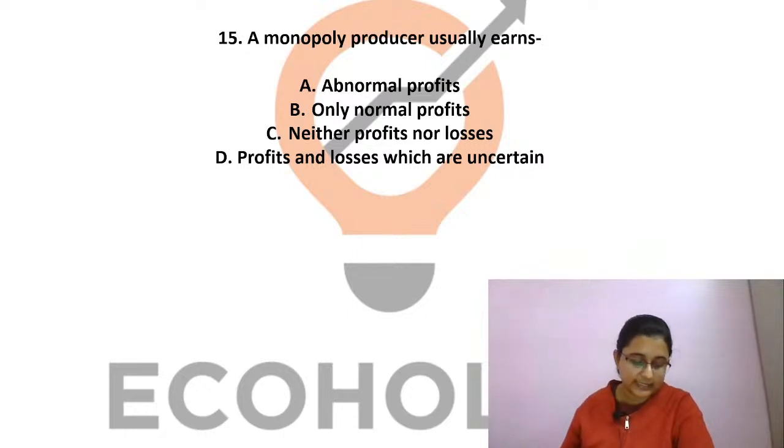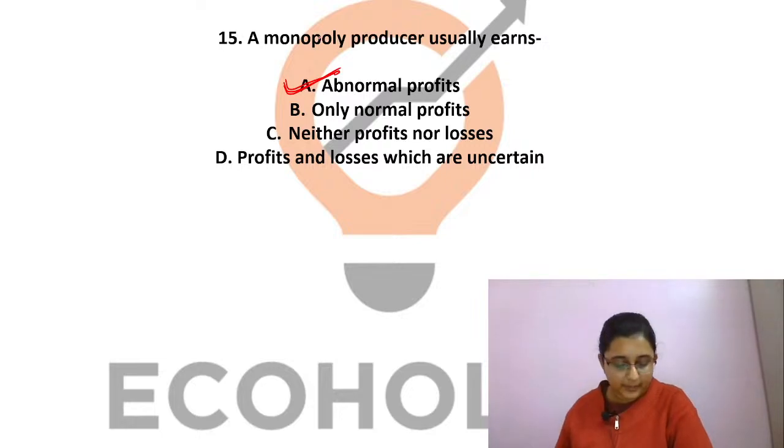Very good, Mona Lisa, Geetanjali, very good. It's abnormal profit. With the term monopoly, the only thing that we remember is abnormal profit. Very good, Rahmat. Dania Nujrat, very nice. Muzmil Rafiq, okay. Arifa, correct. So a monopoly producer usually earns abnormal profit. Okay, that is the correct answer.